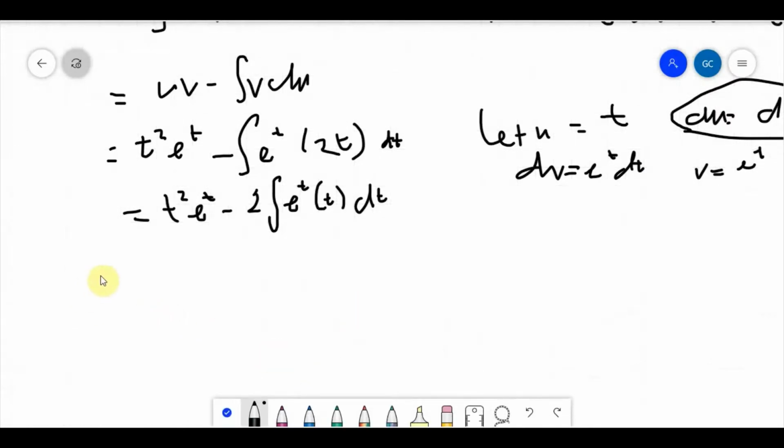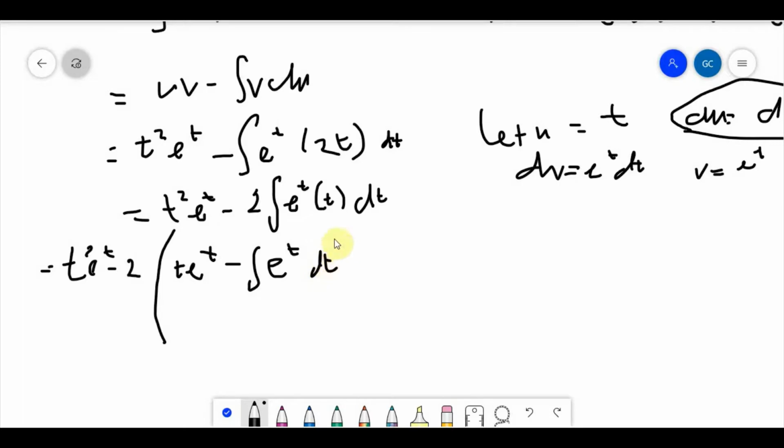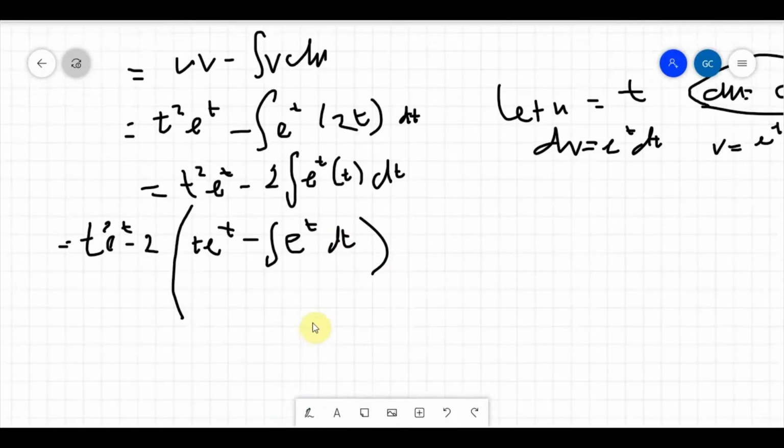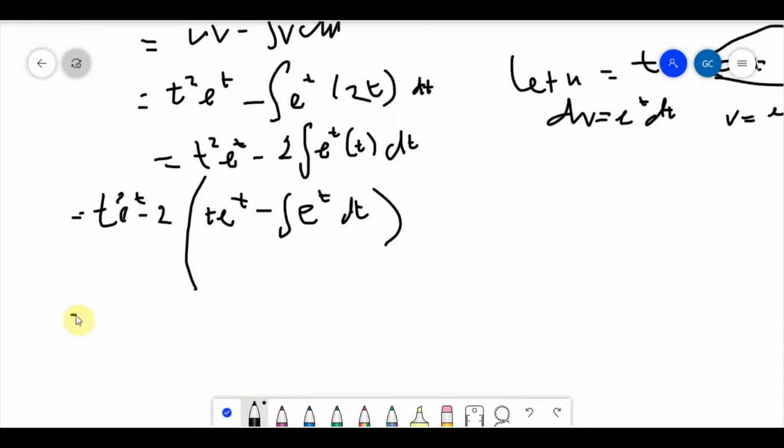So by the given formula, we have t squared e to the t minus 2, and then what could be our u? Our u is t, am I right? Our u is t. What could be our v? v minus the integral of e to the t dt.